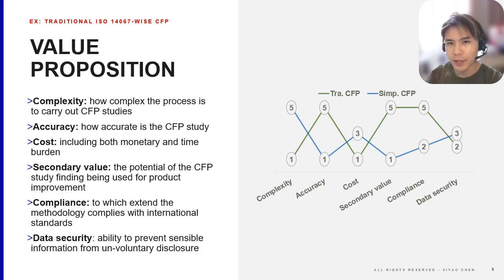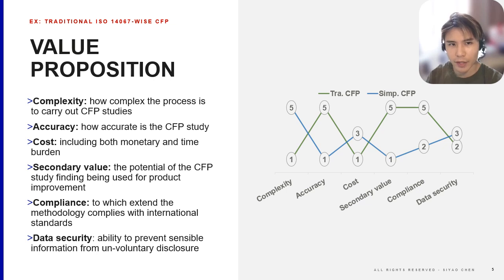And by the way, the higher the score, the more value the solution brings to the customer on that attribute. It's followed by accuracy. Of course, because the traditional way is more technically robust, it has a higher score than the simplified way on that attribute. And in terms of cost, simplified means more cost and time efficient, so 3 against 1.